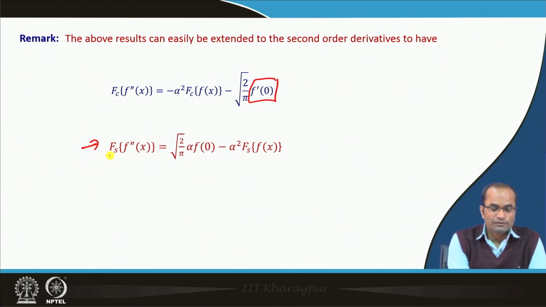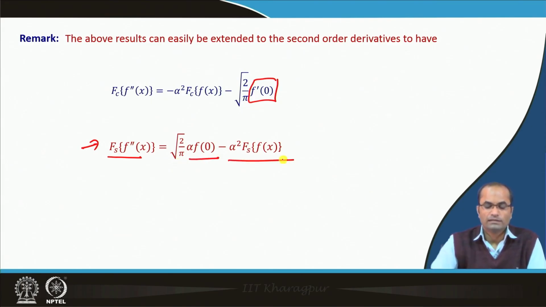Similarly, for the Fourier sine transform we will get this formula: square root 2 over pi alpha f(0) and minus alpha square times the Fourier sine transform of f(x).